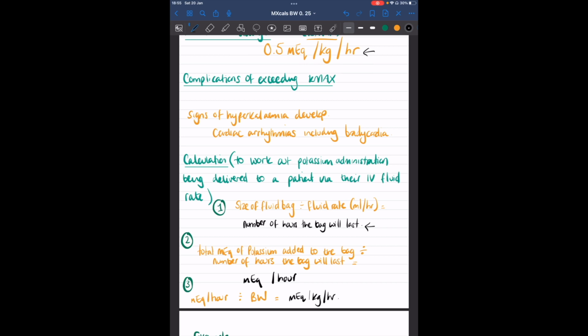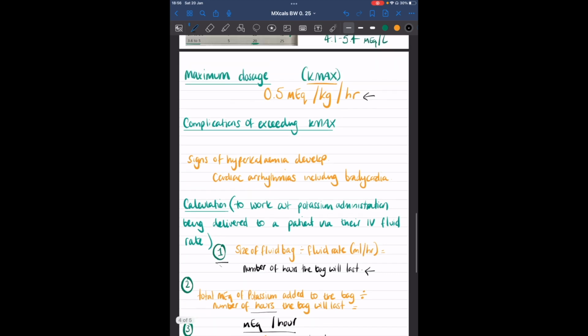We then want to take the total amount of potassium that the vet has asked to be supplemented, and we divide that by the number of hours, in that order. So take the amount of potassium that you're going to be supplementing and divide it by the number of hours the bag will last, which you got from step 1 here. And that is going to give us our milliequivalents per hour.